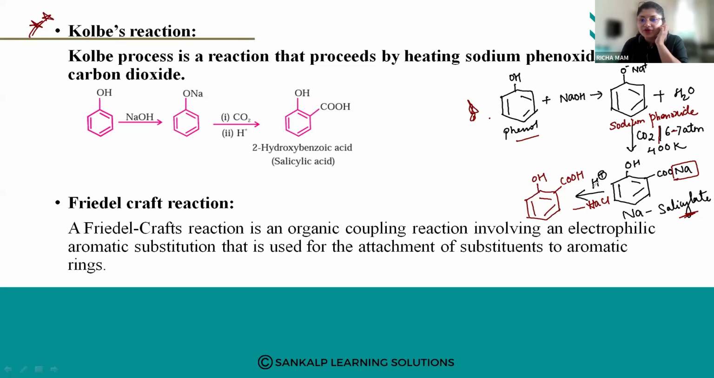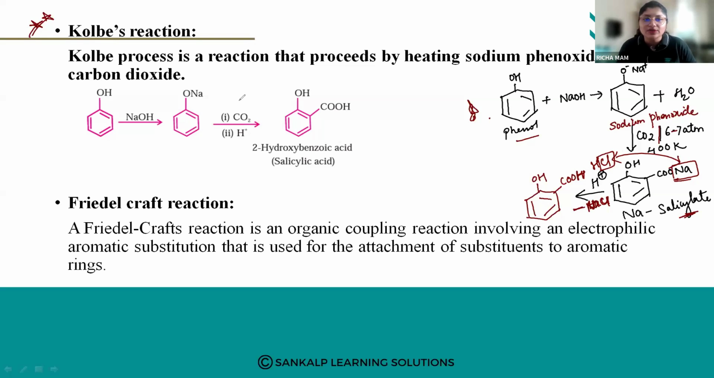Further, we do acidification. We can use HCl. After adding HCl, the Na plus ions will be replaced by H plus. The Cl will be left, and this combines with Na, and you get NaCl, which will be liberated. So this is the whole reaction.